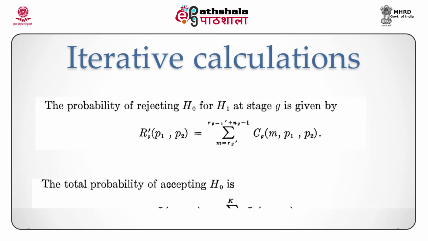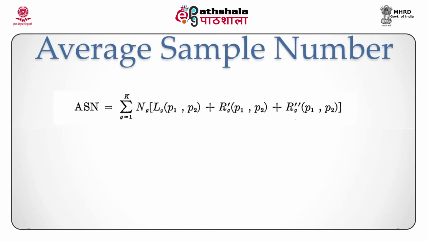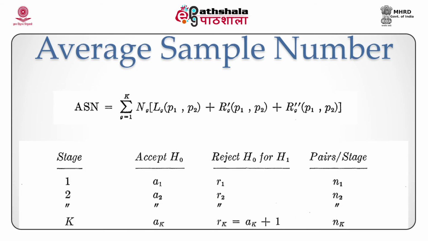And thus, the total probability of accepting H0 is given by L of P1 P2 equal to summation g equal to J plus 1 to K of Lg P1 P2. Similarly, for H1 and H2. The average sample number is given by ASN equal to summation g equal to 1 to K of Ng into Lg P1 P2 plus Rg dash P1 P2 plus Rg double dash P1 P2. And similarly, from this expression we can also obtain the variance of the average sample number.